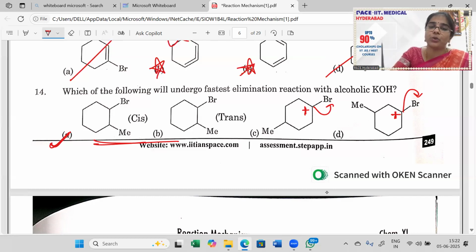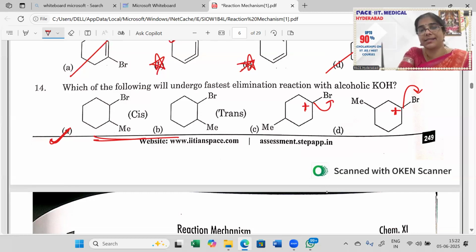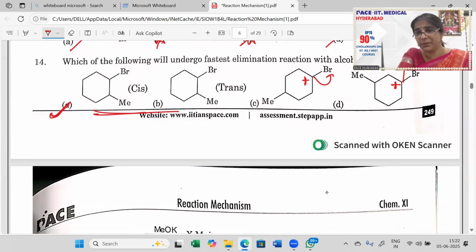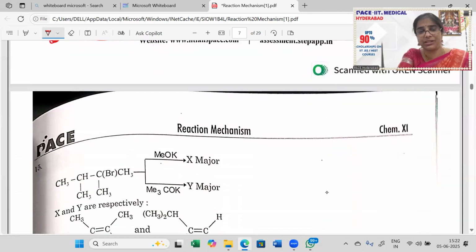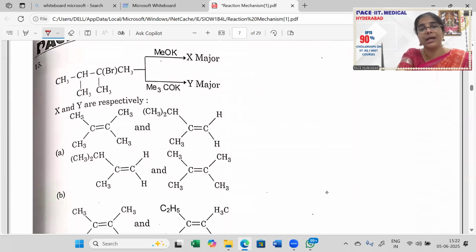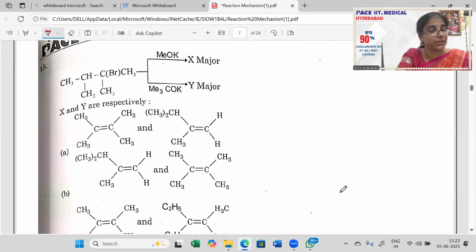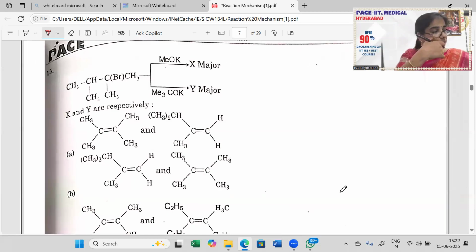And adjacent methyl groups in option A and B we can find. In that also, A and B may, B is trans, more stable. So option A is my answer. Cis, unstable. Unstable will undergo fastest elimination reactions. If it is reacting, it means you are unstable. If you are unstable only, then you will react faster, right? So that is how we will go.